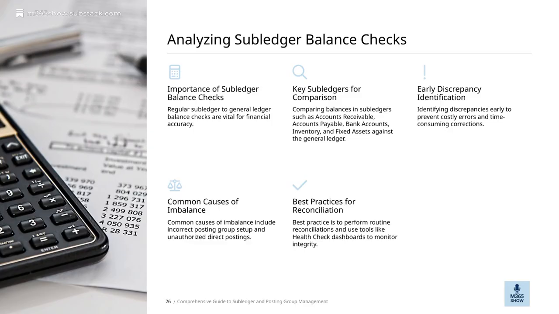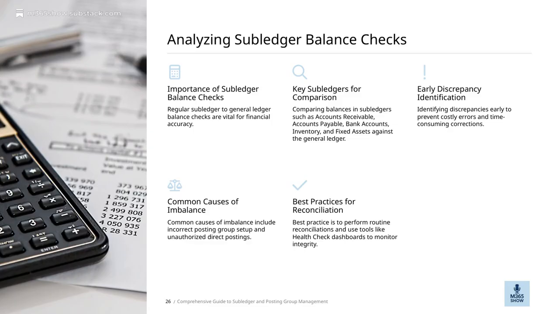Early identification of discrepancies is crucial. The sooner we spot differences, the easier and less costly it is to correct them. This proactive approach saves us time and avoids errors that could impact our financial reporting. One effective way to do this is by comparing balances across different subledgers, such as accounts receivable, accounts payable, bank accounts, inventory, and fixed assets, with our general ledger. These comparisons are vital for ensuring accuracy.